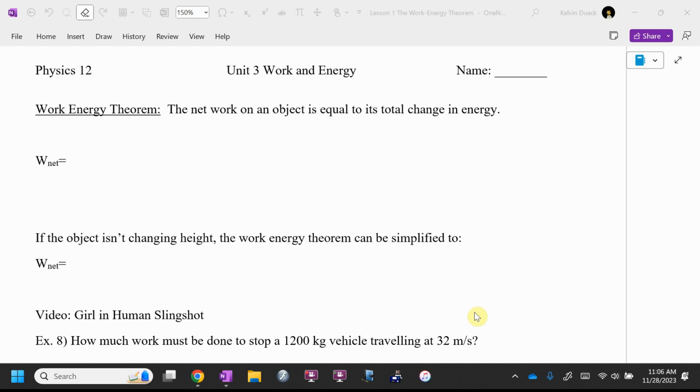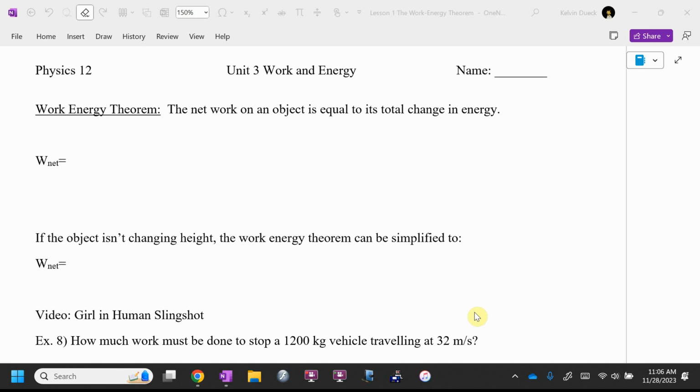The second definition is the area under a force versus distance graph. How do I know to use that one? There's going to be a graph. It's going to be fairly obvious. But the third and best definition, but also the most cumbersome to use and to write, is what's called the work energy theorem. This is what links work and energy together. It says the net work on an object is equal to its total change in energy.